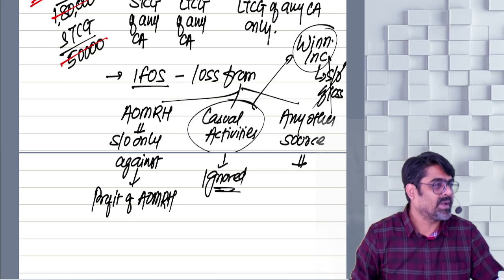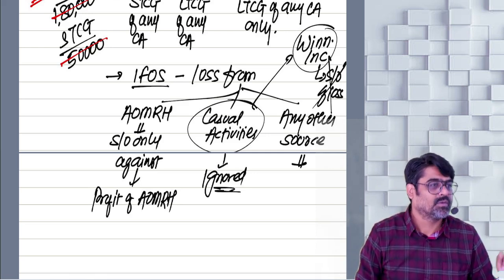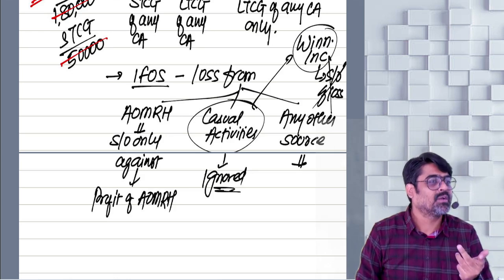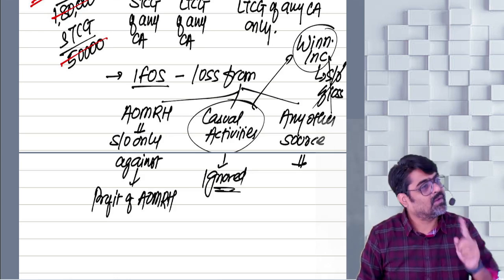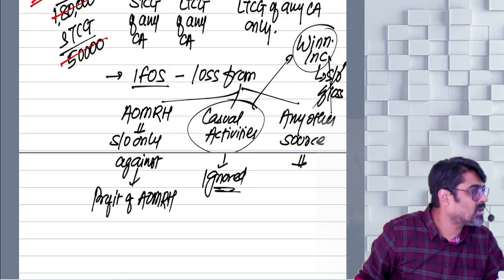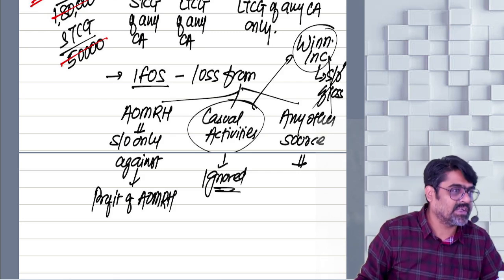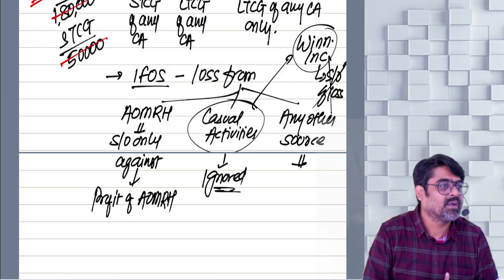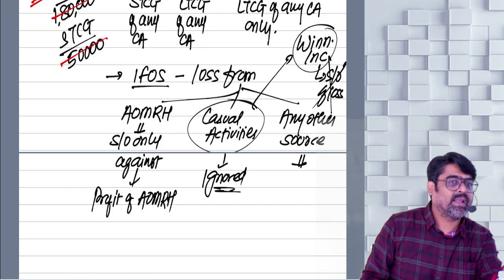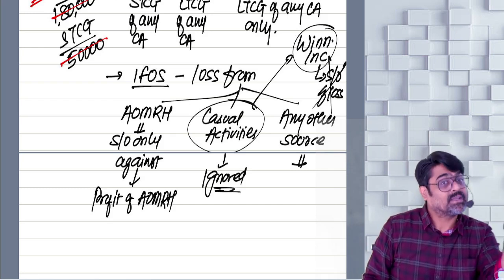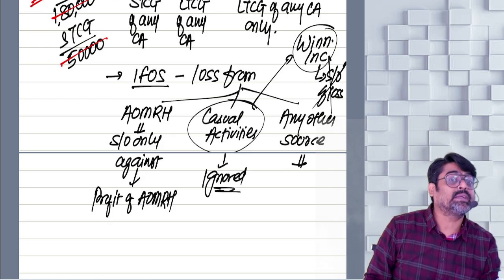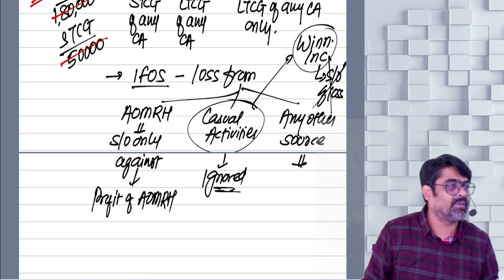But there was no restriction on normal business loss? No, normal business loss can be set off against speculation business income also. So just like that, activity of owning and maintaining resource is giving you a loss. That loss is set off only against profit of similar activity. Getting my point?